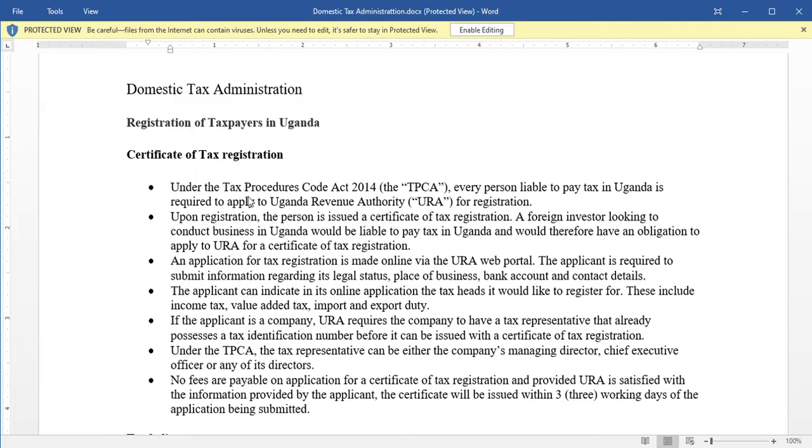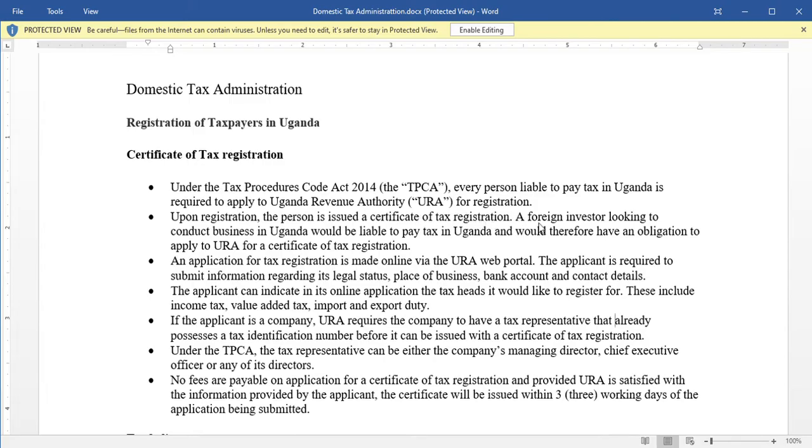Under the Tax Procedures Code Act, which is TPCA 2014, every person liable to pay tax in Uganda is required to apply to the Uganda Revenue Authority for registration. So if you're liable to pay tax, you're supposed to register with the URA. Then upon registration, the person is issued a certificate of registration.